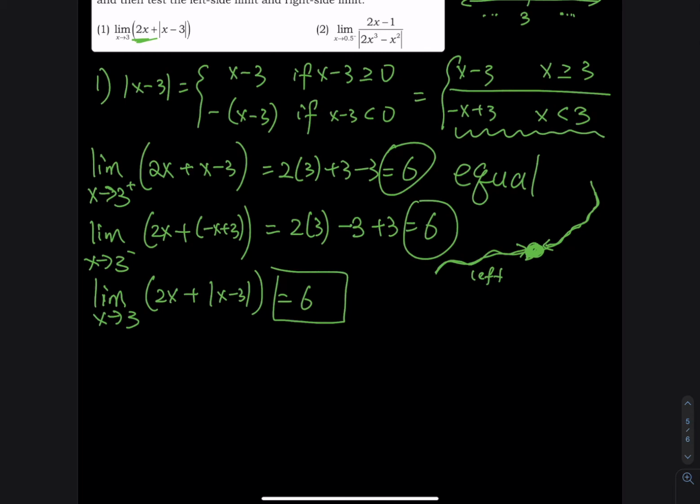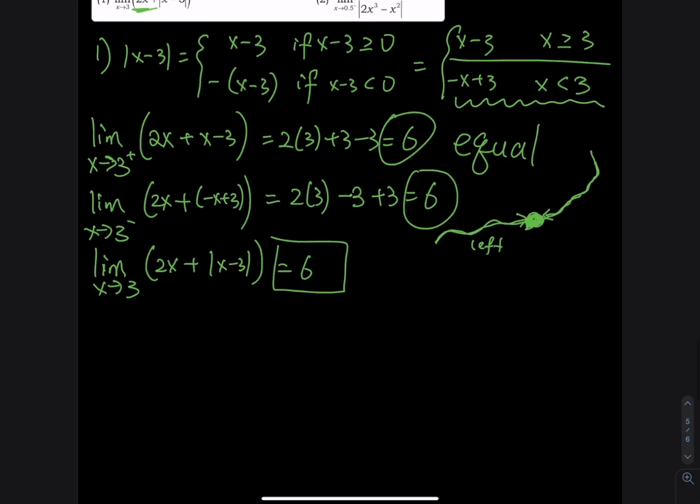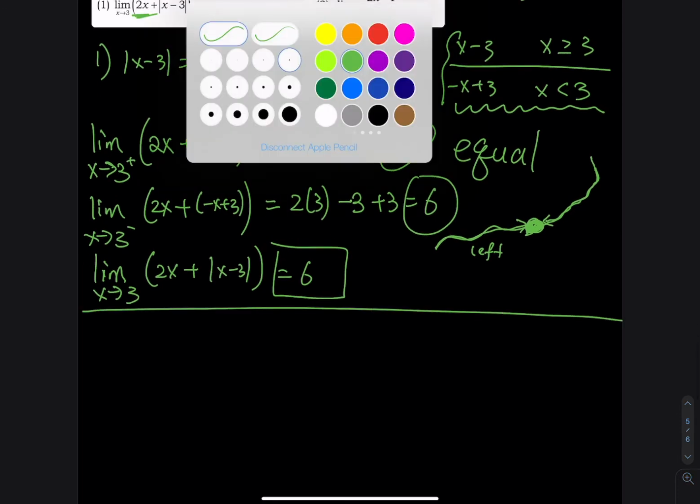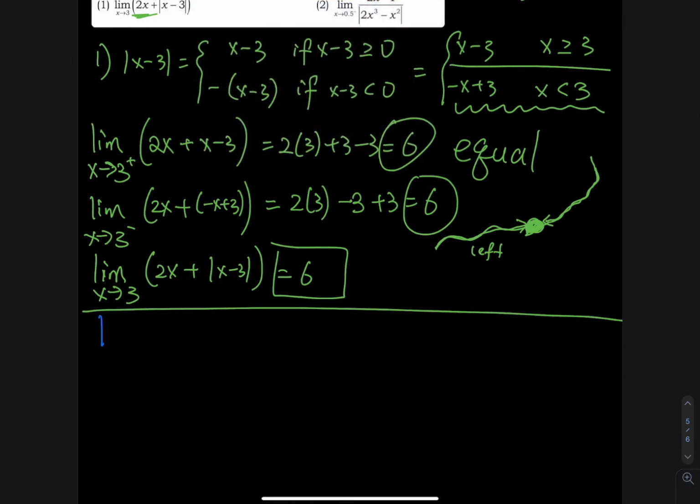And then the next problem, we have another absolute value, and this time x approaches 0.5 from the left. Okay, so let's break the absolute value. First, let's switch color to blue. The absolute value of 2x to the third minus x squared is equal to, let's factor out x squared, x squared times 2x minus 1.